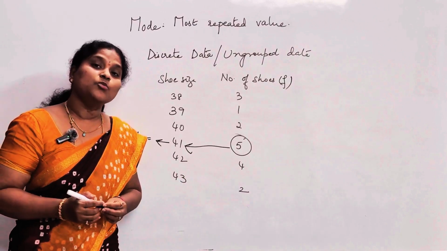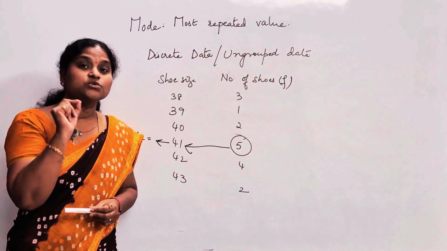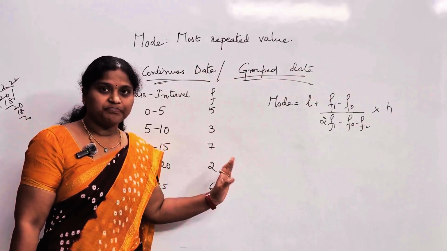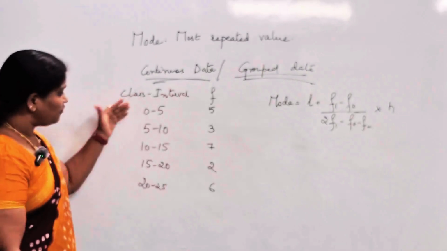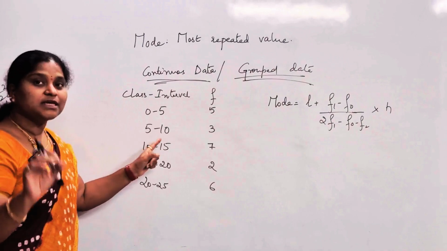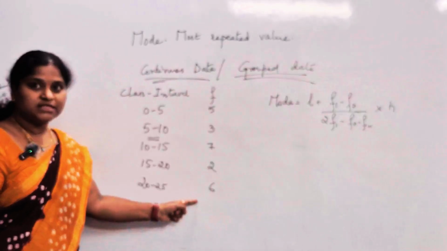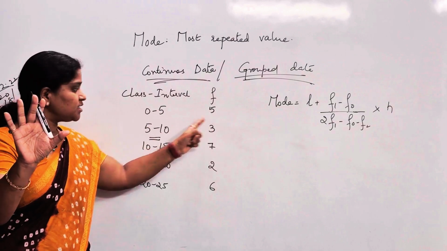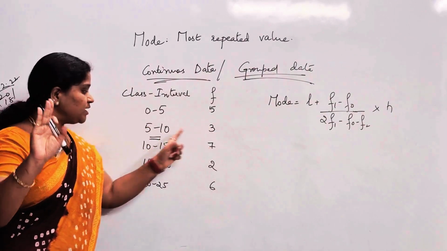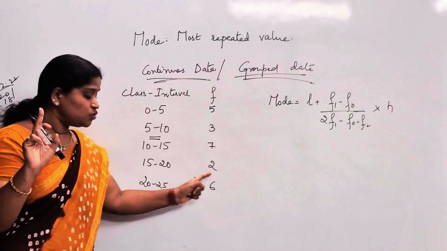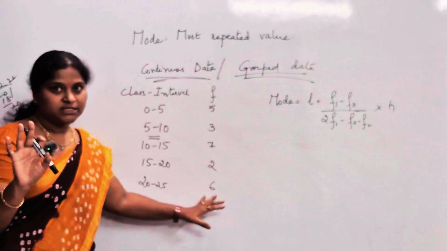Now we'll see how mode is calculated with respect to continuous data. Now let us consider this data. This is the grouped data with 5 classes. Each class width is 5. These are the frequencies of each class. 0 to 5, totally 5 values are there. 5 to 10, 3 values. 10 to 15, 7 values. 15 to 20, 2 values. And 20 to 25, 6 values.